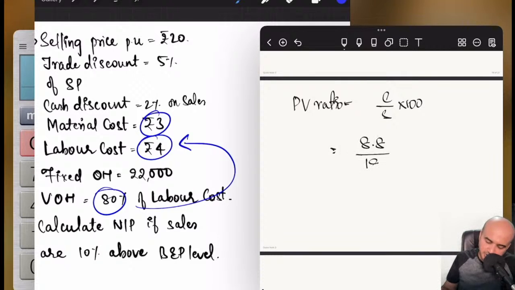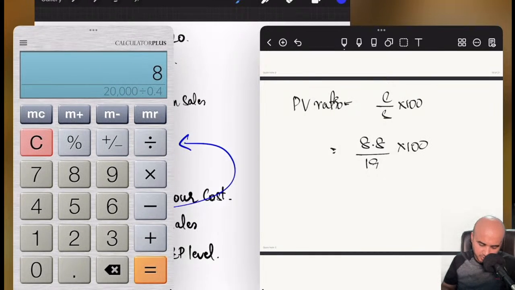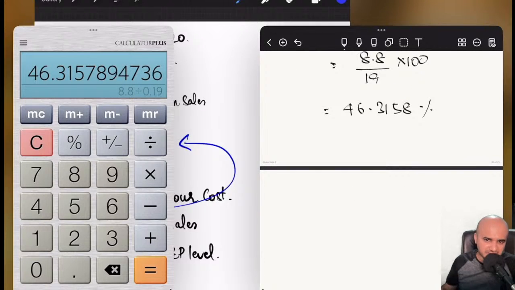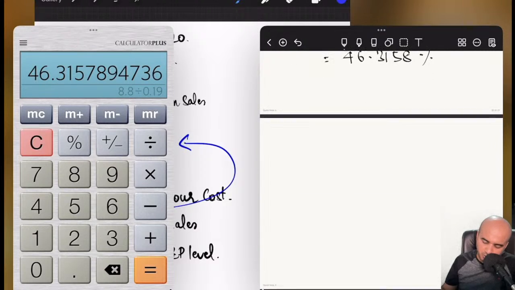8.8 divided by 19 into 100. So this is 8.8 divided by 19 percentage, which is 46.3158. I'm just keeping the decimal part so that it will be easy for calculation. So this is my profit volume ratio. With the help of profit volume ratio, we can easily identify sales as well. How? We'll see.